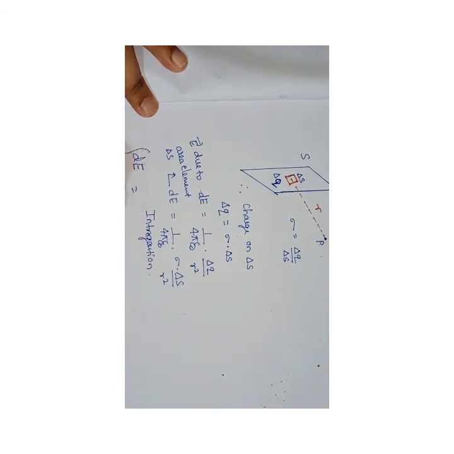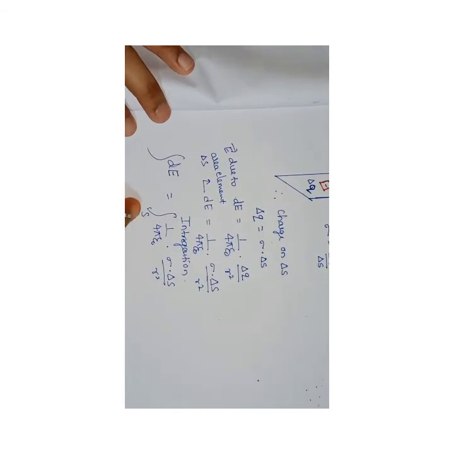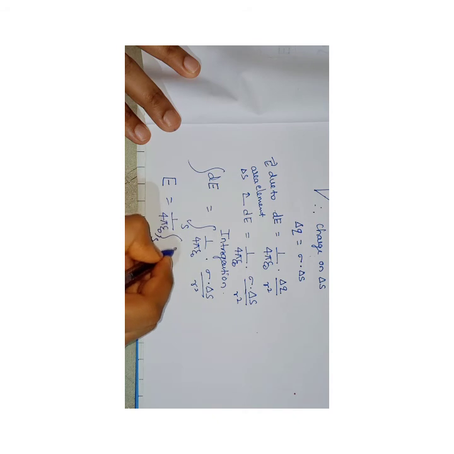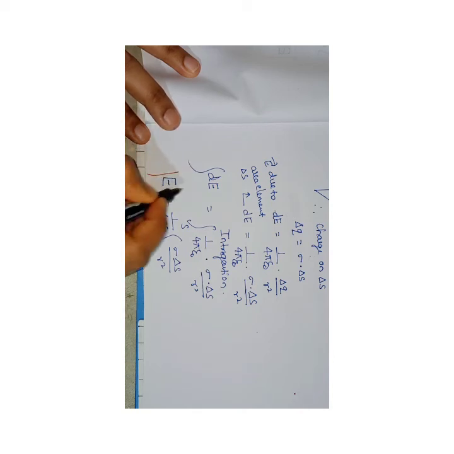Integration of delta E is equal to integration of 1 by 4 pi epsilon naught into sigma into delta S by R square. Entire surface means here, the notation will be, yes, dE can be written as integration over S of 1 by 4 pi epsilon naught. You take it outside the integration symbol because it is constant. So what is left out? Sigma into delta S by R square. Okay, so this is the final expression for electric field due to areal distribution.